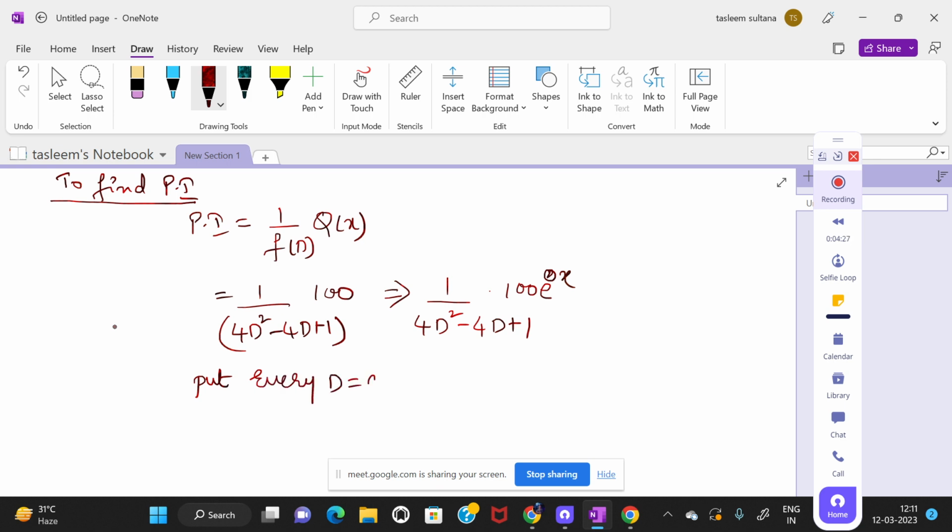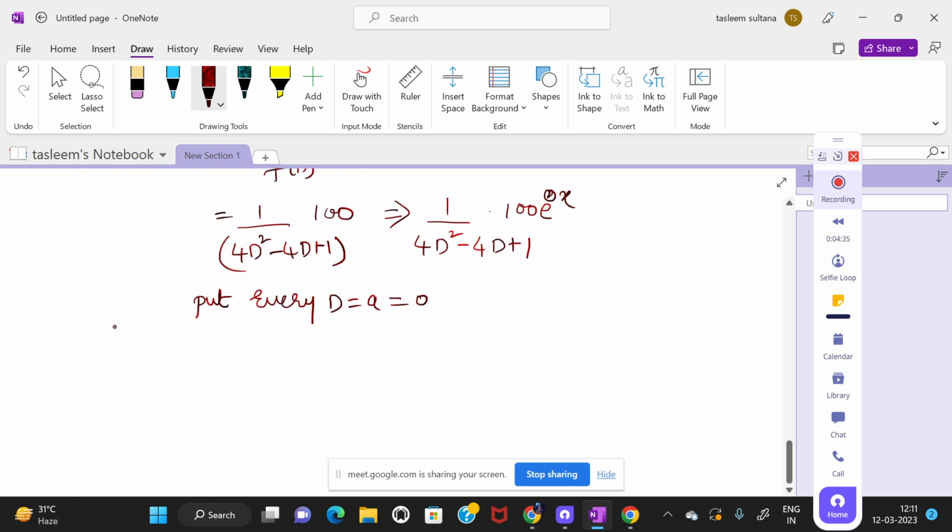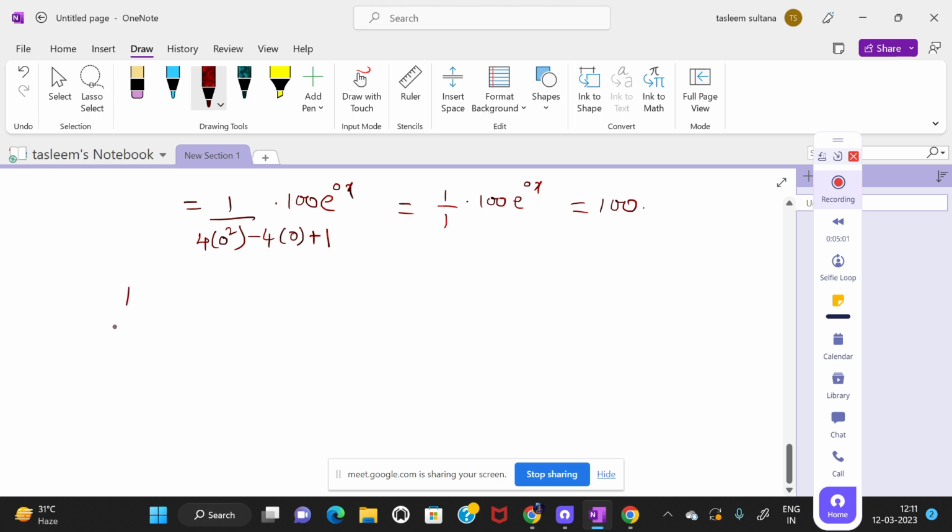You have to substitute D equal to a, where the a value is equal to 0. It's equal to 1 divided by 4 into 0 whole square minus 4 into 0 plus 1, into 100 e to the power of 0x, which is equal to 1 by 1 into 100 e to the power of 0 into x, which is simply 100. Your PI value we got here is equal to 100.